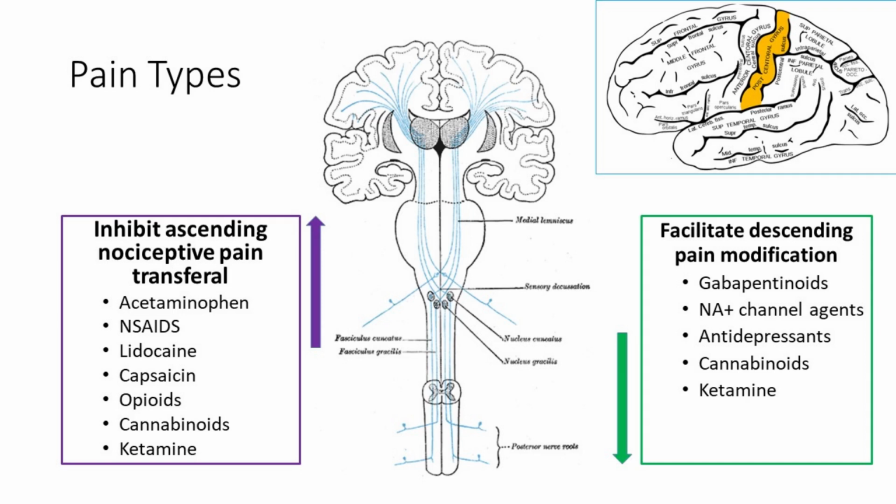Antidepressants like the TCAs, amitriptyline, clomipramine, doxepin, imipramine, desipramine, nortriptyline, and the SNRIs, venlafaxine, duloxetine, milnacipran, etc. And the cannabinoids again and ketamine also facilitate this type of pain modulation.